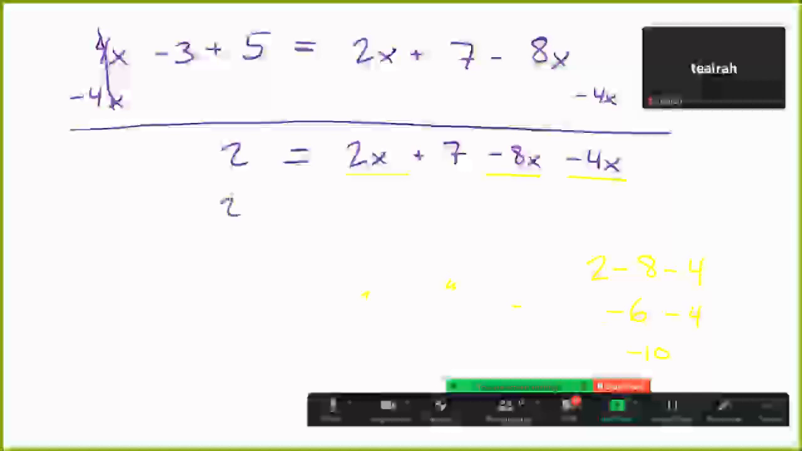So what do we have? We've got 2 equals negative 10x plus 7. Tira, any questions on that, please?